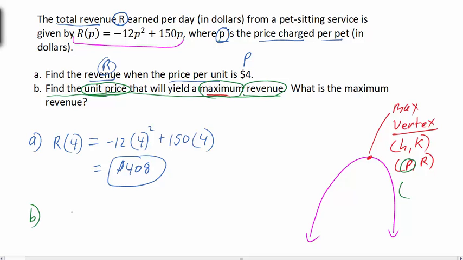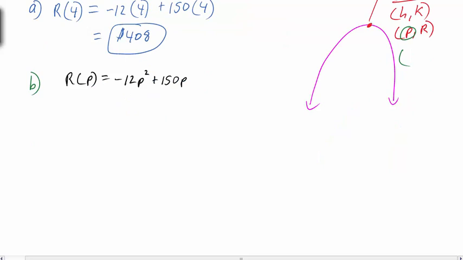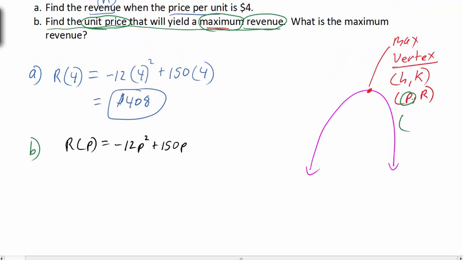So if I bring down the formula here, we have R of p is equal to negative 12p squared plus 150p. So if we're trying to find this maximum point, then over here we're looking for this h value. But keep in mind, what is our h value? In this example, h is really the p value, okay? So that's our value over here, the price per unit.